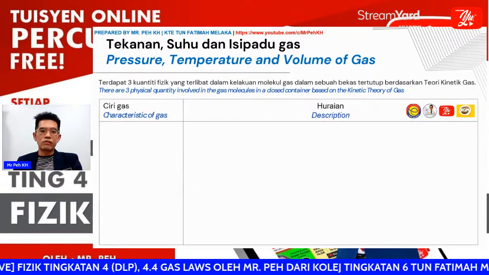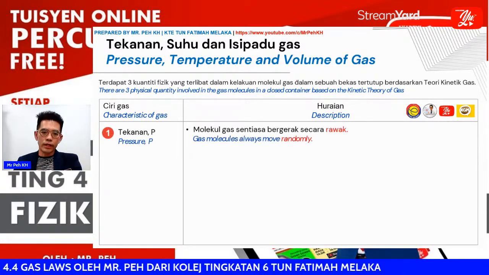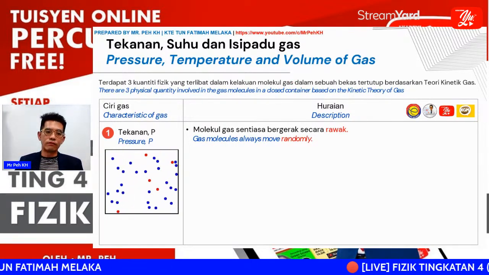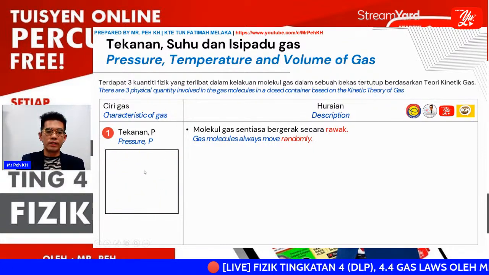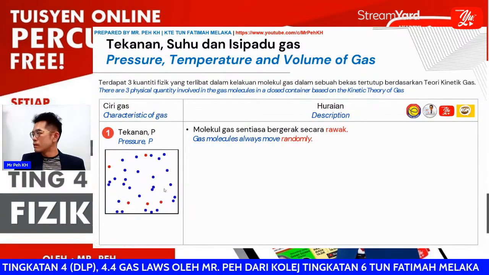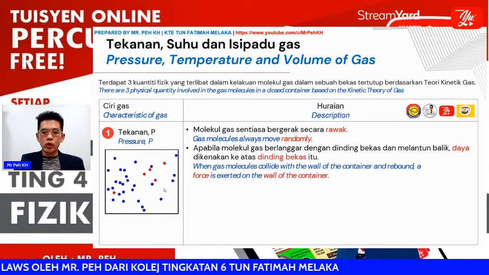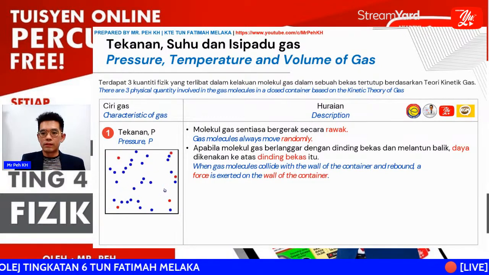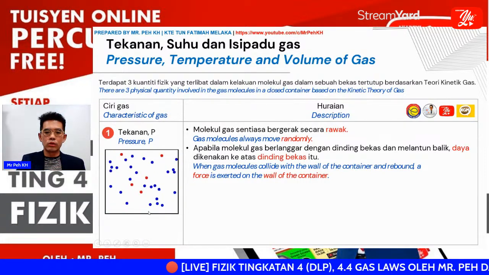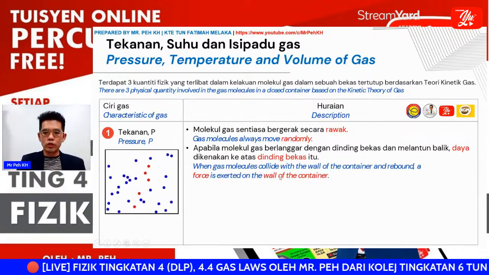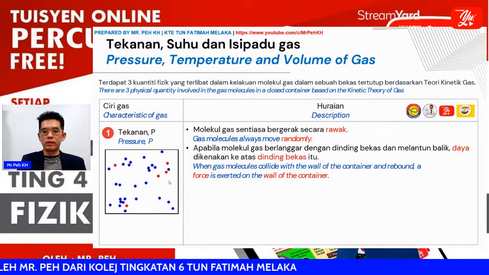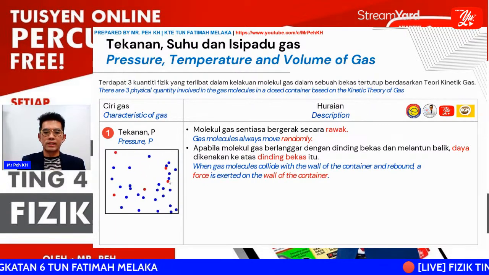Okay, so the first physical quantity here is the pressure. As we know already, gas molecules always move randomly, just like the figure shown here. You can see the blue dot and the red dot here move freely. When a gas molecule collides with the wall of the container, the black line showing the closed container, the particle will rebound and a force will be exerted on the wall of the container.